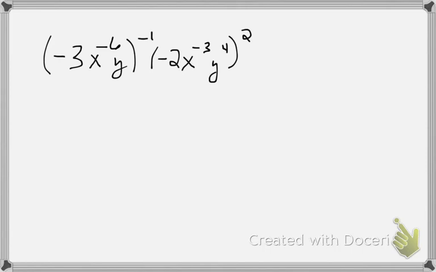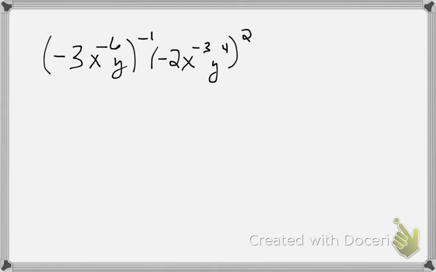How do I deal with parentheses raised to a power? Just do it piece by piece? Does that make sense? So everything in the first set of parentheses gets what? A negative 1 power. Everything in the second set of parentheses gets what? A power of 2. Does that make sense? All right. So that's what we're going to do. We're going to clear those parentheses.